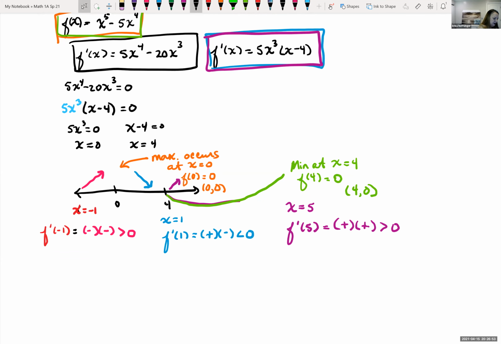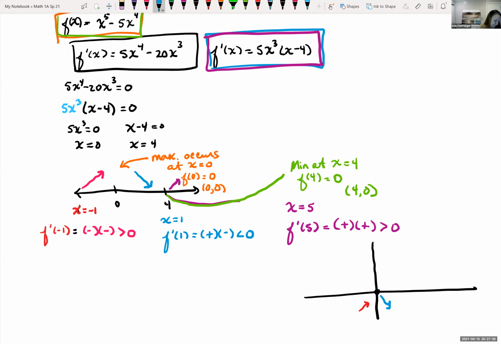Okay, so I want to put together what I have so far, and then we'll come back and look at our concavity. But so far, let's plot what we have. So we have a point that is at (0, 0), and we knew that this was a max. We have something increasing and then decreasing. Then we had that at x equals 4, we had 0.